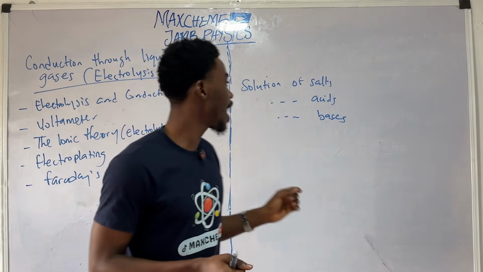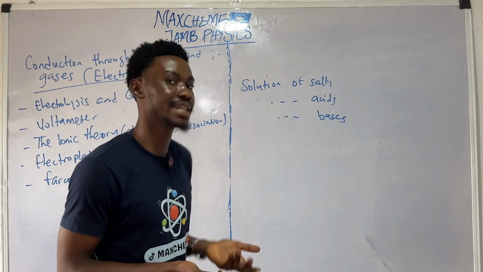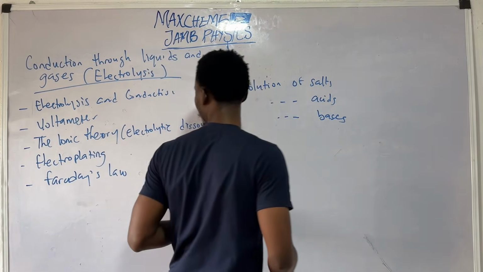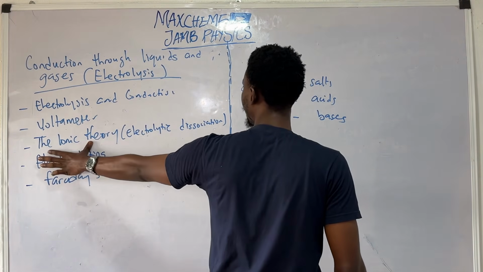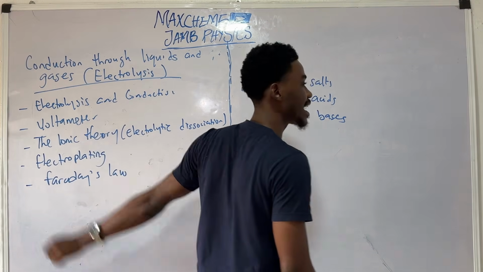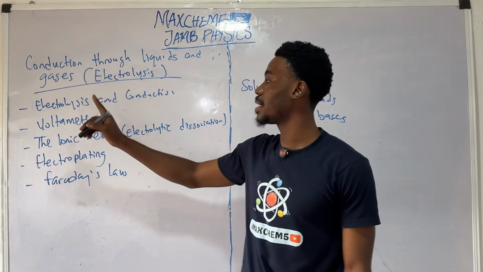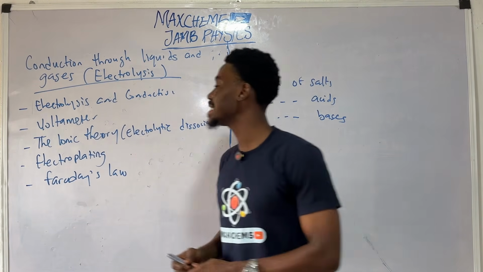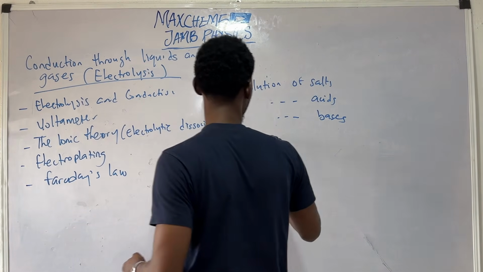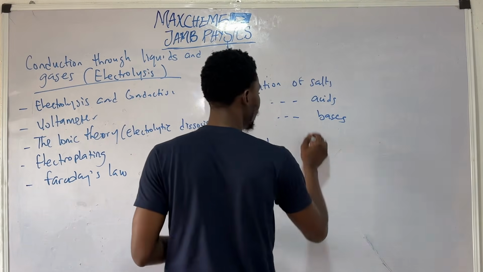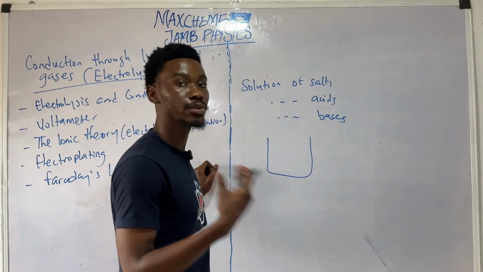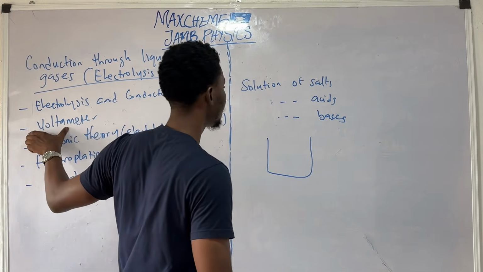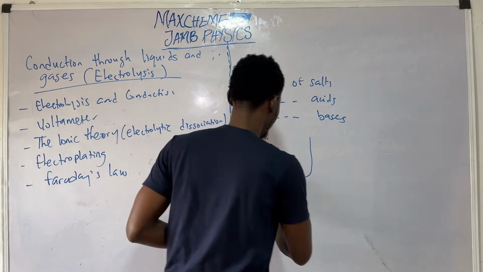But how does this conduction happen? That is the question to ask. The conduction happens by something called the ionic theory. But before I discuss the ionic theory, I would like to talk about the voltameter. So what is the voltameter? The voltameter is an instrument used to study the flow of electricity through fluids. So the flow of electricity through liquids is studied using a voltameter.